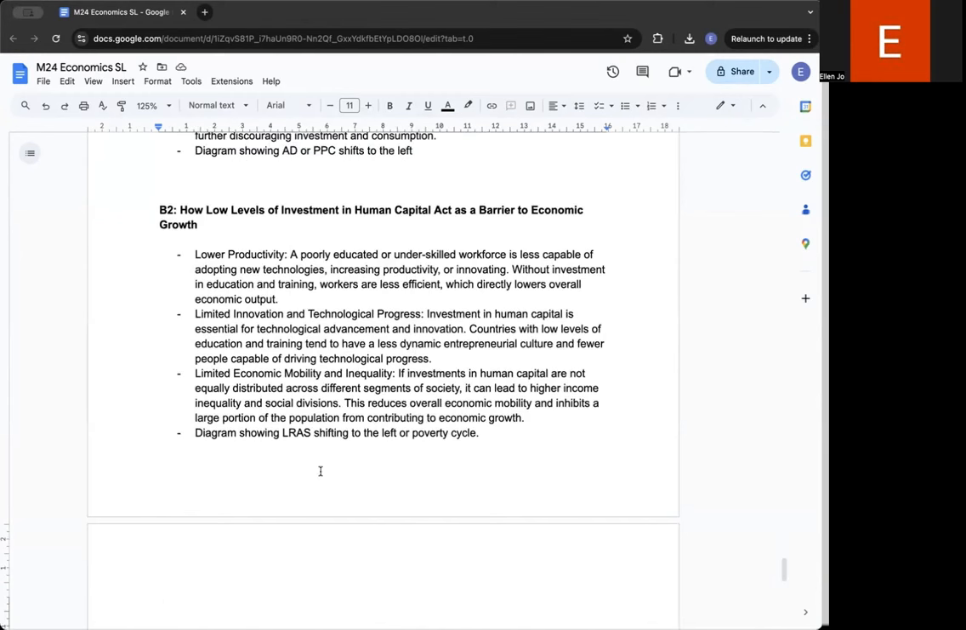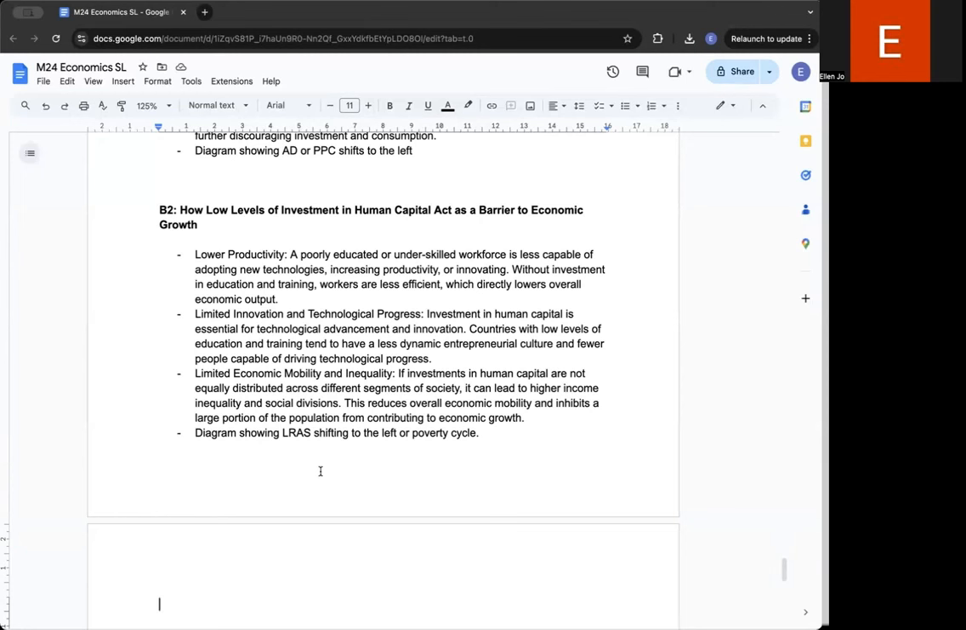Next is about how low levels of investment in human capital act as a barrier to economic growth. On top of that, a poorly educated or underskilled workforce is less capable of adopting new technologies, increasing productivity, or innovating. Without investment in education and training, workers are less efficient, which directly lowers overall economic output. Obviously, investment in human capital is essential for technological advancements and innovations.